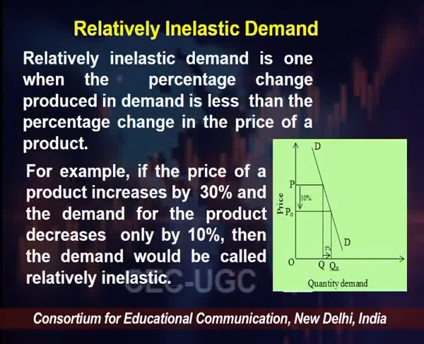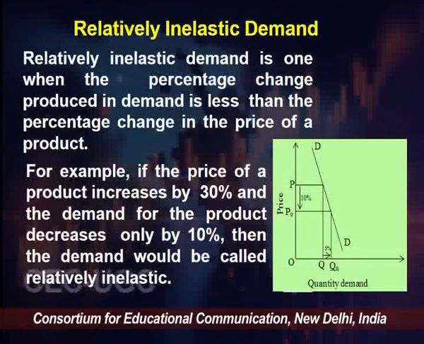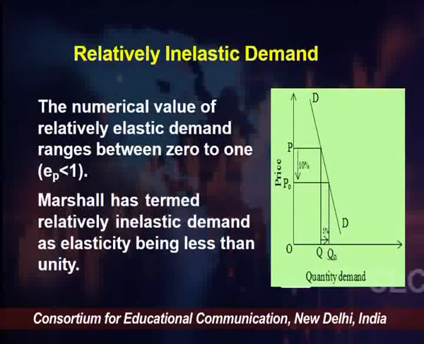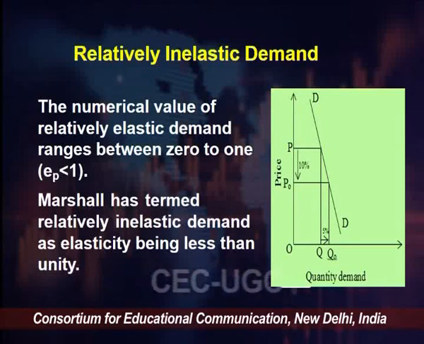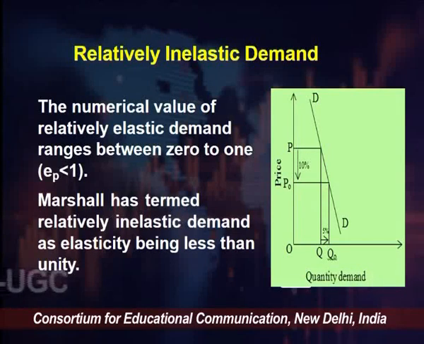Here you can see that the slope of the demand curve is steeper than the previous one, because that shows that demand is relatively inelastic. The numerical value of relatively inelastic demand ranges between 0 and 1. So Marshall has termed relatively inelastic demand as elasticity being less than unity.